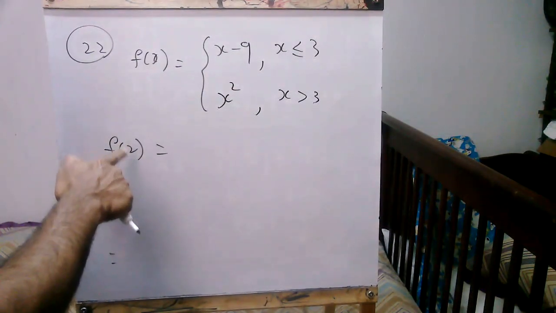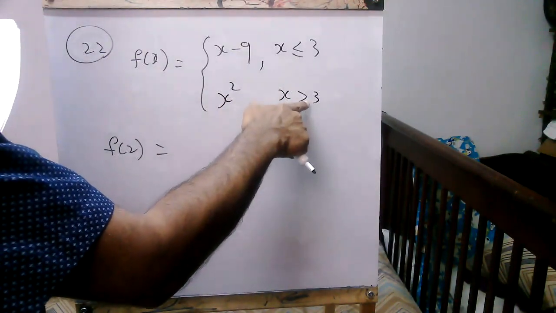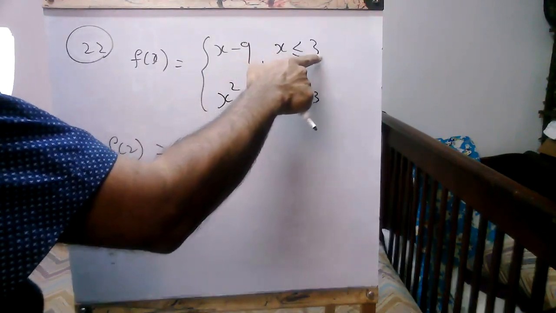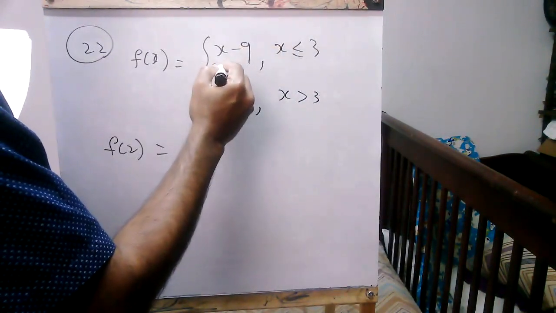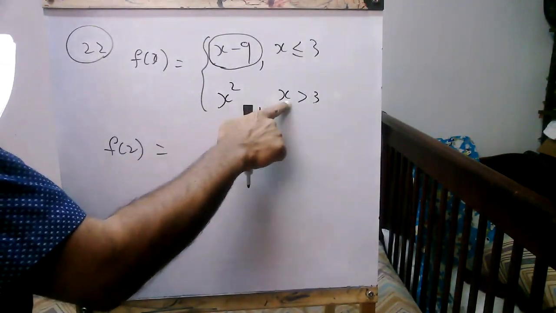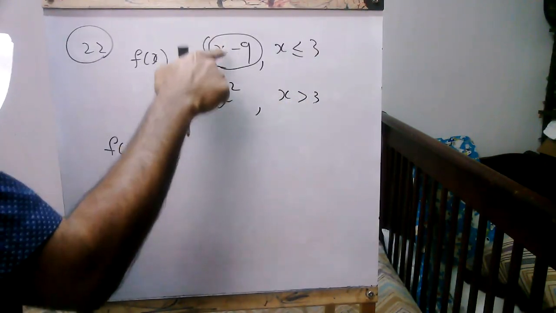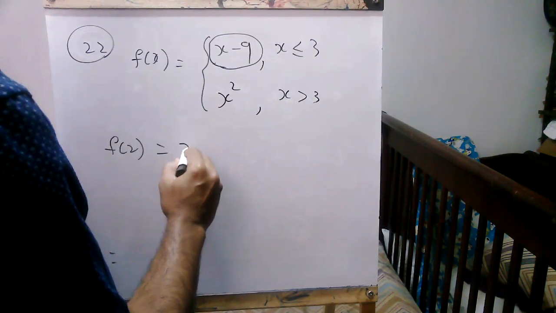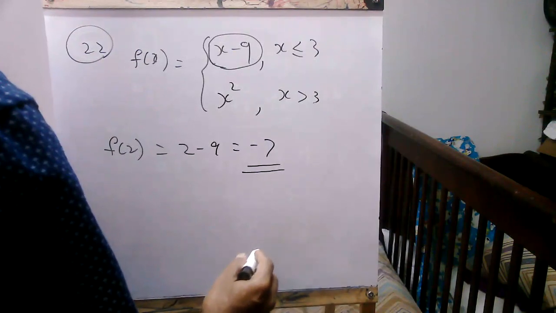We want to find f(2). Which region does this 2 belong to? Is it greater than 3? No. Is 2 less than or equal to 3? Yes, that means it belongs to the first piece, so we have to use this one. If you put 2 in the other piece, 2 is not greater than 3, therefore not that one. 2 minus 9 is negative 7. Answer choice B.